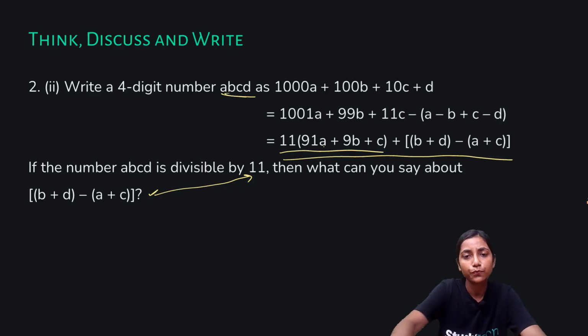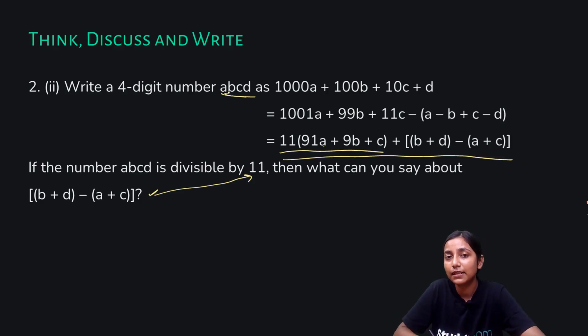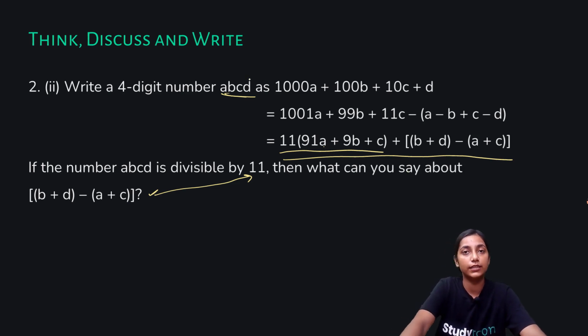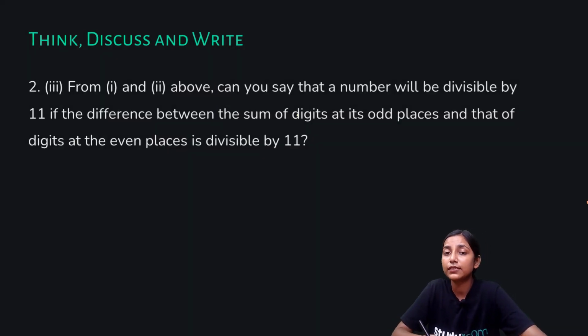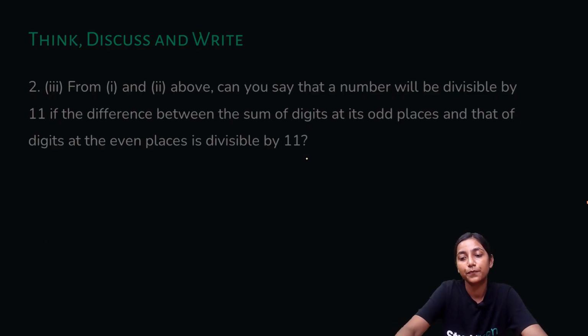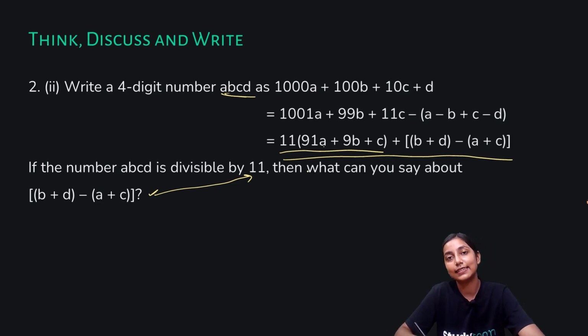So is this always true? Yes, you can see that when we had this number ABCD, we were saying that for this ABCD to be divisible by 11, this part has to be divisible by 11. And this is nothing but the sum of B and D, that is the digits at the even places, minus A plus C, that is the sum of the digits at the odd places. So, if the difference between the sum of digits at odd places and that of the digits at even places is divisible by 11, yes, from this part number 2, we can say that this is true.